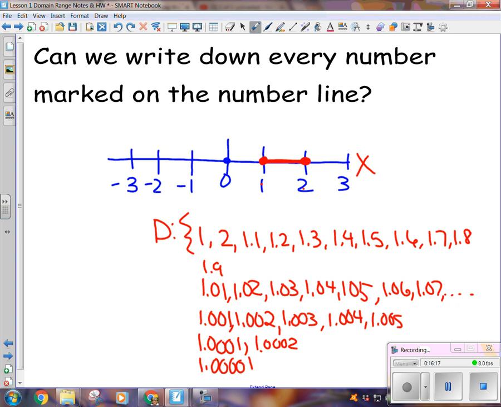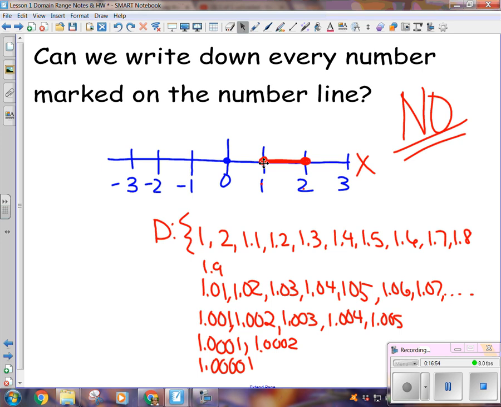I think it is not possible to write down every number marked on the number line, because no matter how small I could write them down and get my list finished, there would be a whole other list of numbers to write. No, you can't do it. You cannot list every number marked on the number line, even between like 1 and 2. There's just too many, because you could break them down smaller and smaller and smaller. So that leads to a question. We're going to have to figure out some way to talk about how we note all of the numbers between 1 and 2.